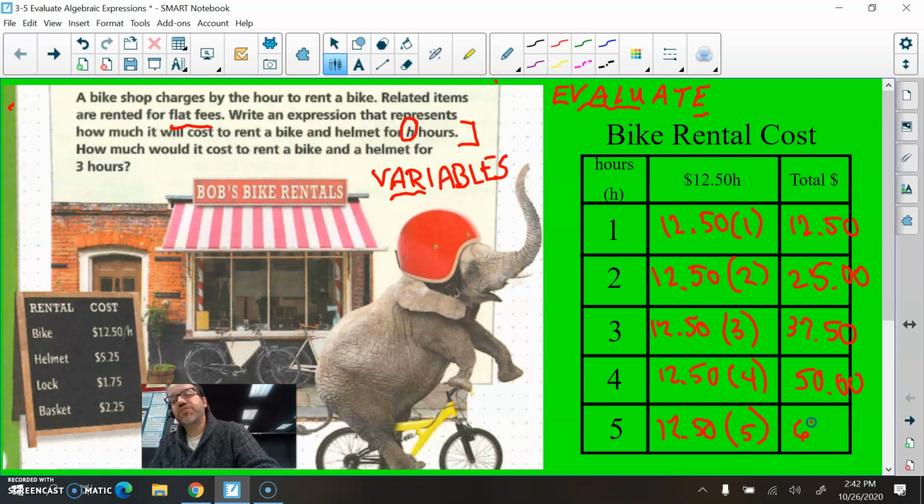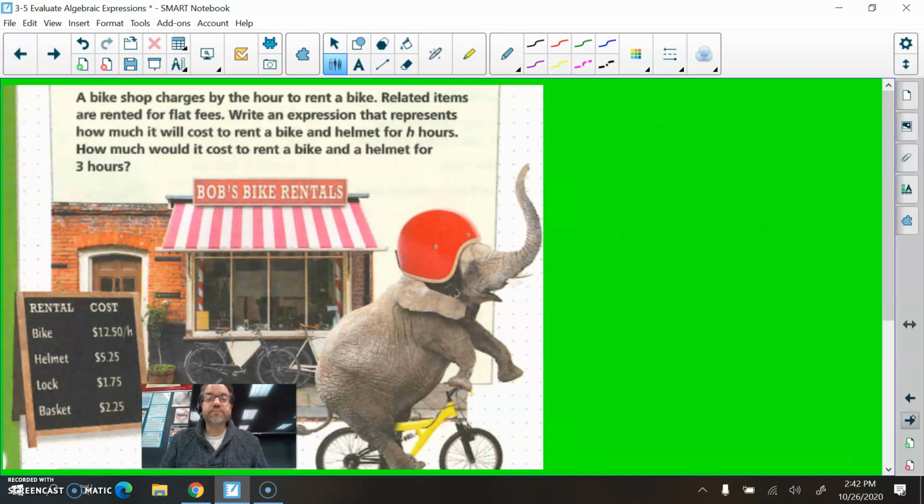Here you'd have $62.50. So how much you pay to rent the bike changes depending upon the number of hours, the value that you substitute in for h in our expression here, 12.50h. But remember, there also is a flat fee to rent a helmet. How much would it cost to rent a bike and a helmet for 3 hours?